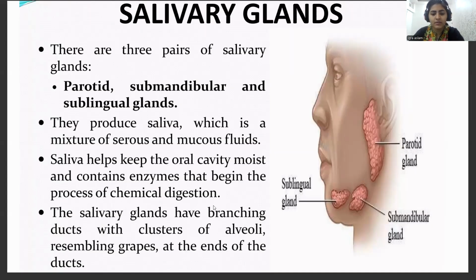The salivary glands have branching ducts with clusters of alveoli that resemble grapes at the end of the duct. When we see alveoli together in the salivary duct, it resembles grapes. As you can see, the grapes are in a bunch.